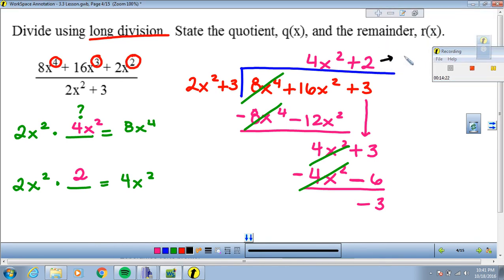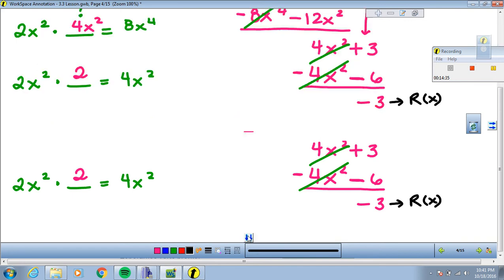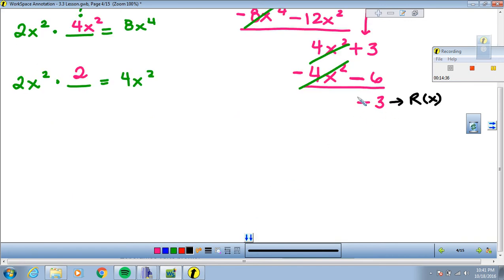This is my quotient. Remember that quotient we said it's written like this. And this is my remainder. Okay. Those are the two things they're asking you. State the quotient and the remainder. So when you do have a remainder that is not 0, you're going to write the answer in a special way.